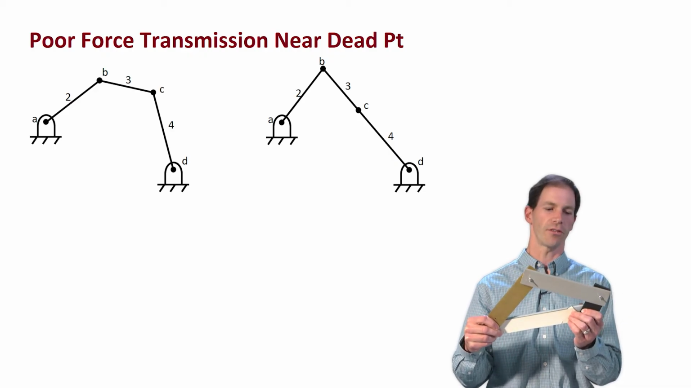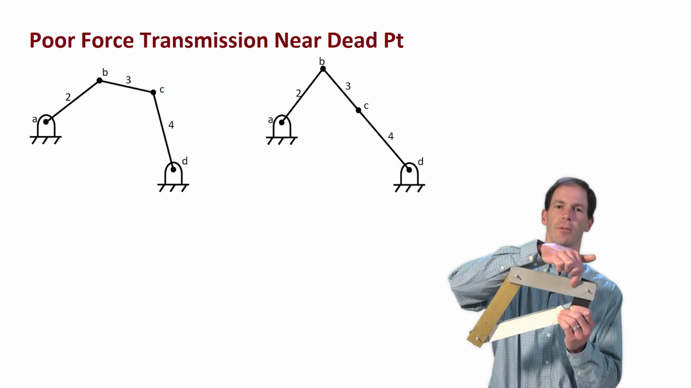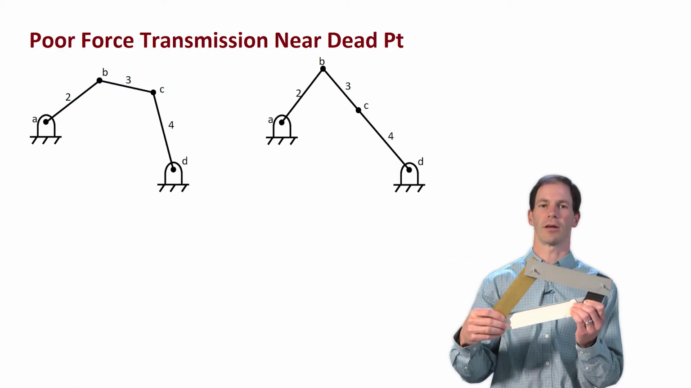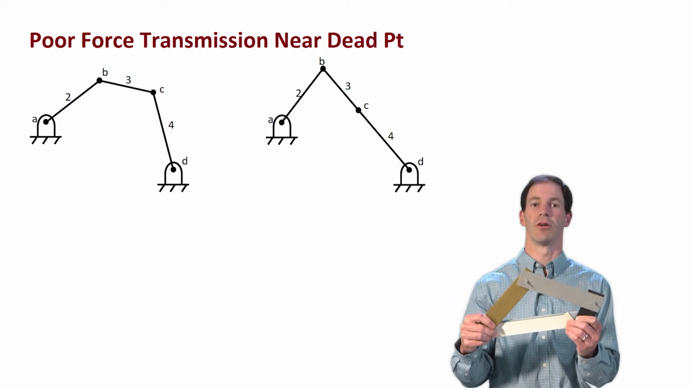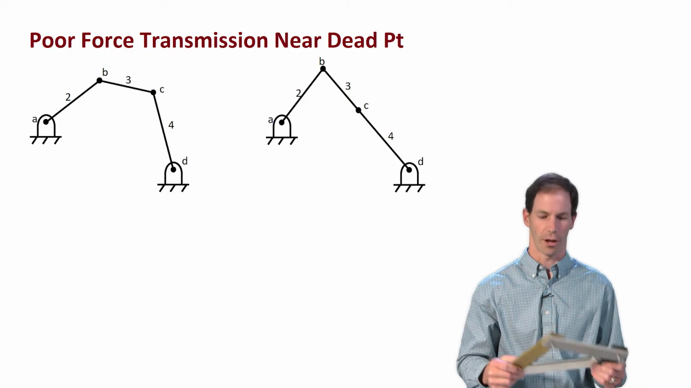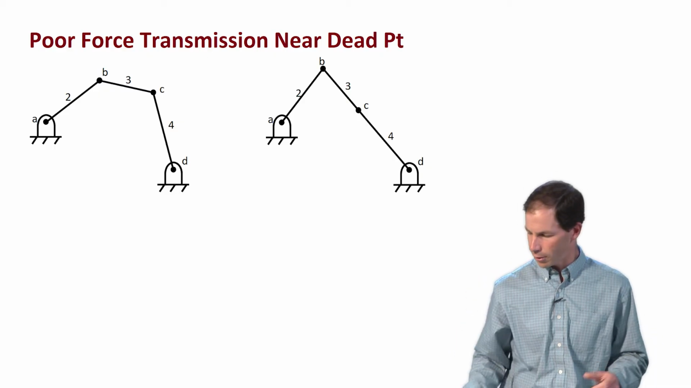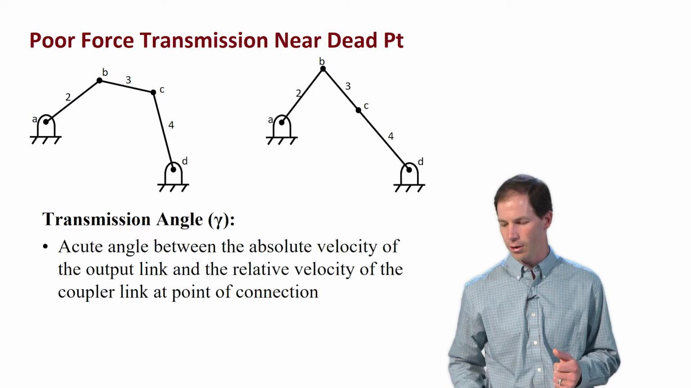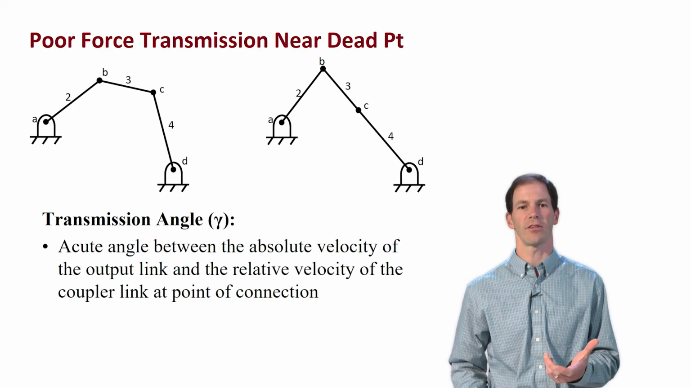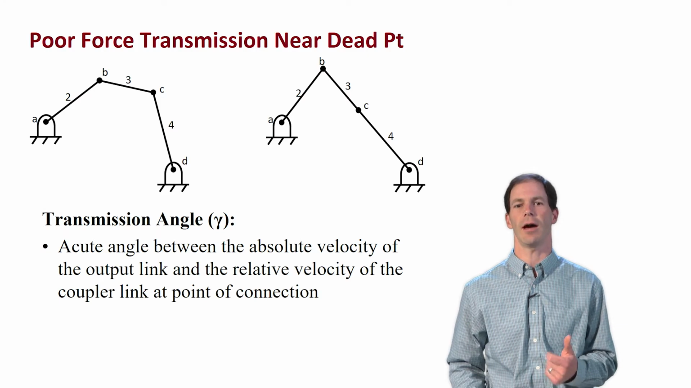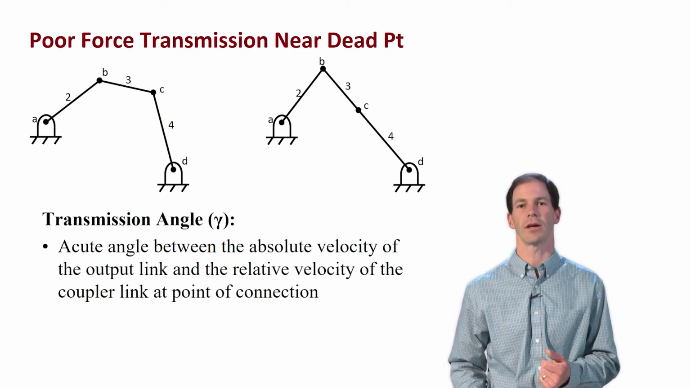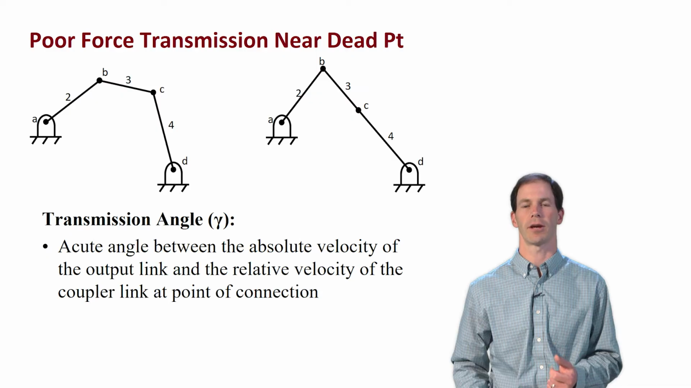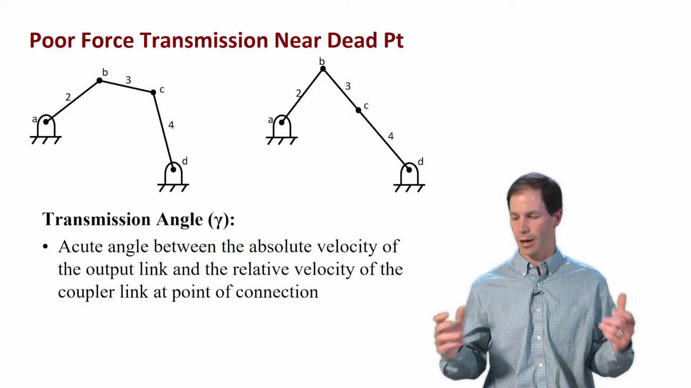And we find that the best is actually when I get a 90-degree angle between my coupler and my output link. That is our highest force transmission, or the highest transmission angle. So let's define this a little bit more. The transmission angle here, often given the symbol gamma, is the acute angle, acute being less than 90 degrees, between the absolute velocity of the output link and the relative velocity of the coupler link at their point of connection. So a lot of words here.